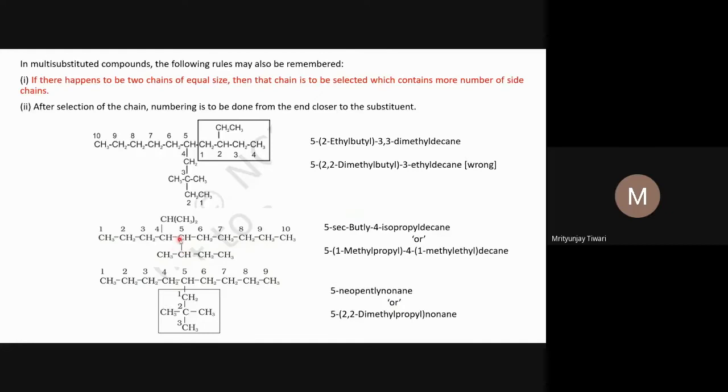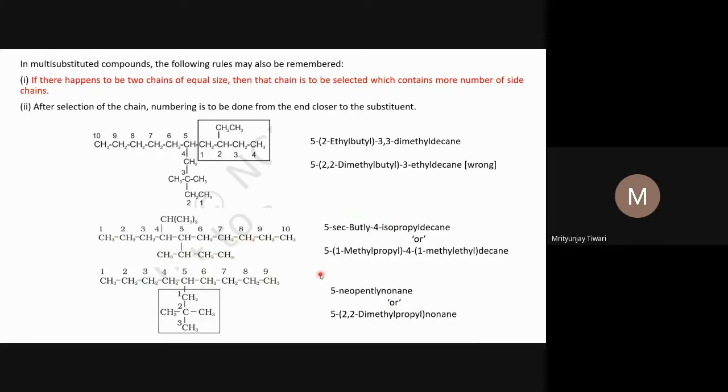So what we do, we write the fifth position secondary butyl. The S of sec is not written in capital letter, because this is just a prefix; we write B as the capital letter. So 5-secondary butyl, and then 4-isopropyl, and 4-isopropyl decane.